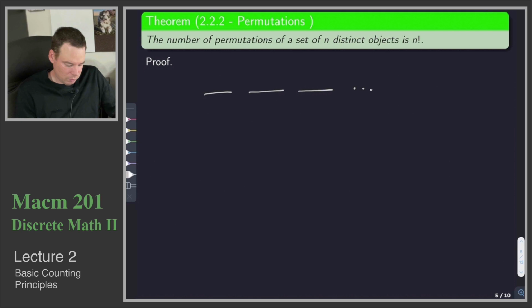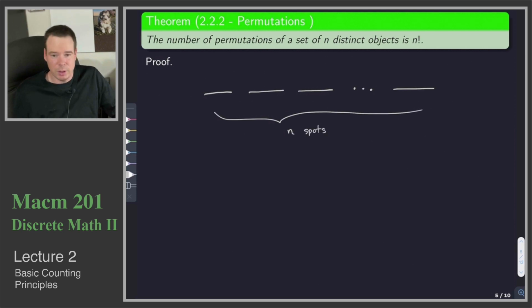So the idea is we've still got our n positions, or our n spots, we'll call them. So our n spots, the places we can place these letters. And for the first spot, we've got n choices.